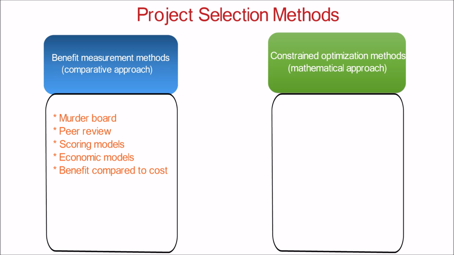Murder board consists of a panel of experts who try to shoot down a new project idea. Peer review. Scoring models. The scoring model is an objective technique wherein the project selection committee lists relevant criteria, weighs them according to their importance and their priorities, and then adds the weighted values.